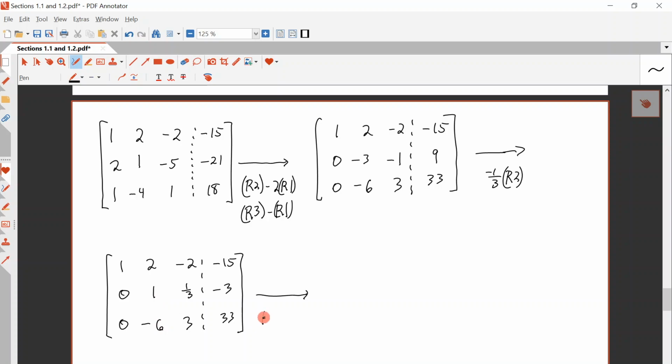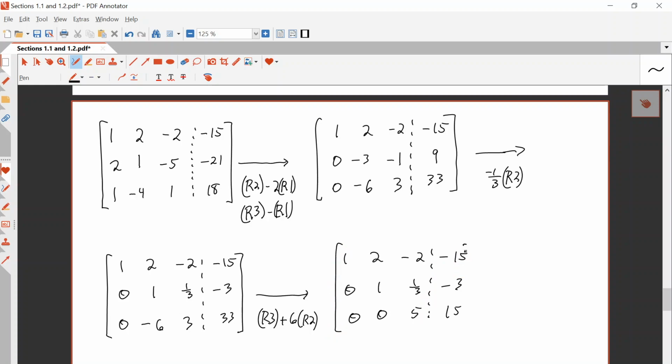Now I'm going to do row 3. I'm going to take row 3 and add to it 6 times row 2 to make a 0 there. So first row stays the same. Second row stays the same. I'm only modifying row 3. 0 minus 6 plus 6 is 0. 1/3 times 6, 2, minus 3. 3 plus 2 is 5. And then 33 minus 18 was 15. All right.